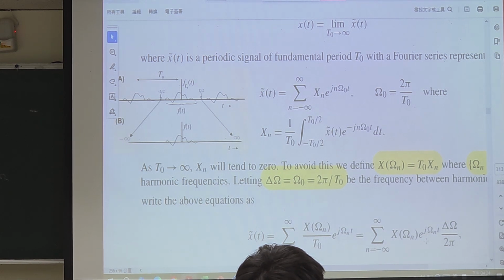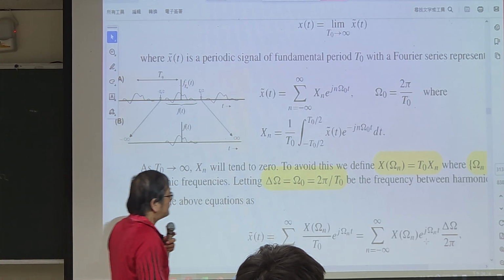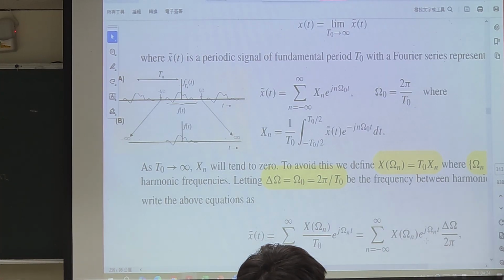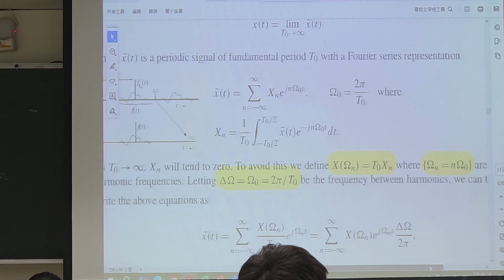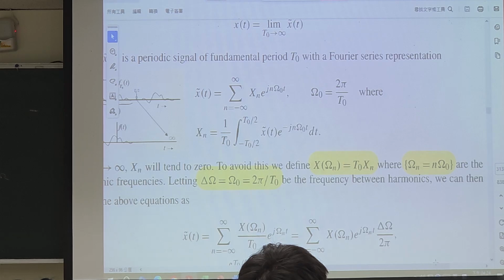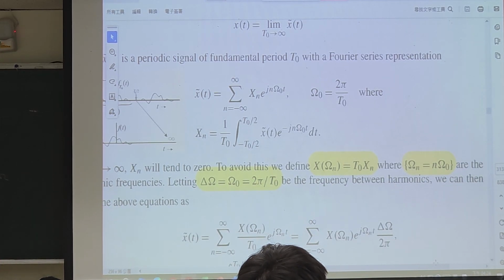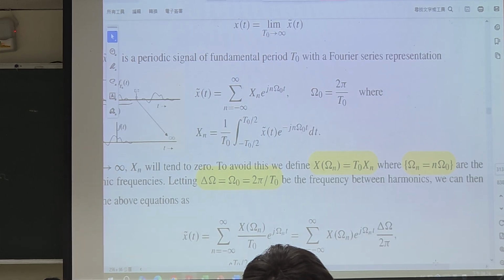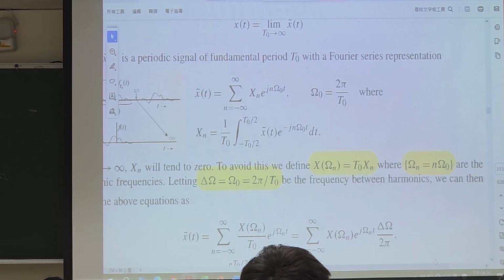So let's define omega n. I'm going to show you the omega n and omega 0. Okay, so the distance between omega 0 to 2 omega 0 is omega 0. These are distances.